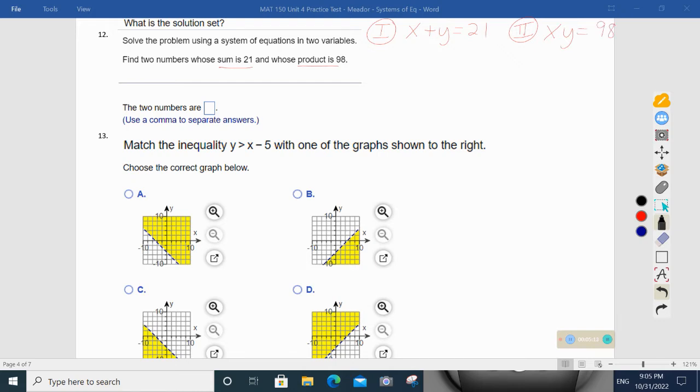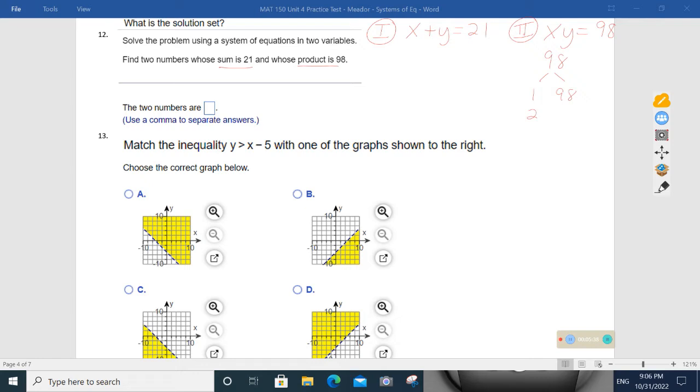Now, some of y'all might do this in your head and be like, all right, what times what gives you 98? And list all the factors and see which one has a sum of 21. That's actually probably the easiest thing to do here. So let's list the factors of 98. 1 and 98. 2 and what? You're like, I don't know. Well, get the calculator out.